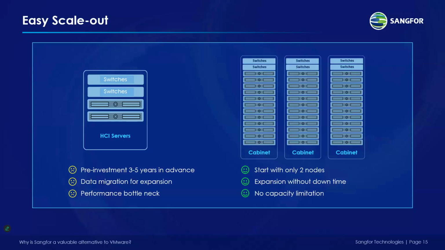In contrast to these, our solution offers very many advantages, right? So we can start with just 2 nodes. You can begin with a minimum setup, and you can expand up to 64 nodes in one cluster. If you need more than 64 nodes, we can build another cluster and manage both the clusters from one single platform, right? And very seamless expansion, right? So you can expand your infrastructure without any downtime. Of course, there are no capacity constraints. You can scale as needed without facing capacity constraints, right?